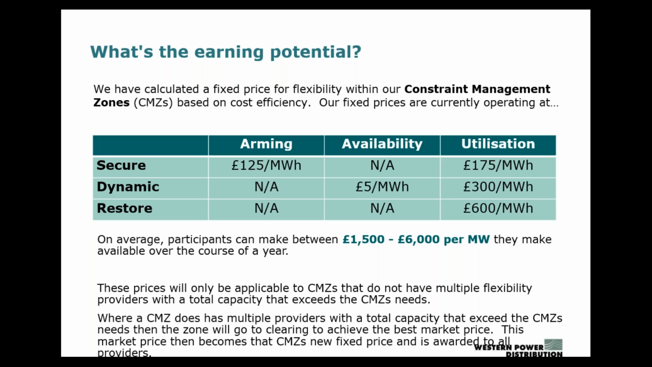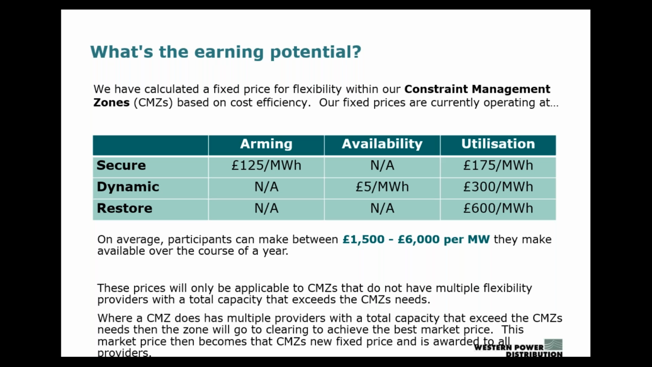So each of those 42 zones will then also be allocated as either a secure zone or a dynamic zone. And that really depends on the type of constraint that we're seeing in that location. So secure zones are locations where we're regularly seeing the times of the day where we can predict that we're going to need service. We're going to have those exceedances of capacity on a regular basis, and we're able to predict those on a week ahead stage.